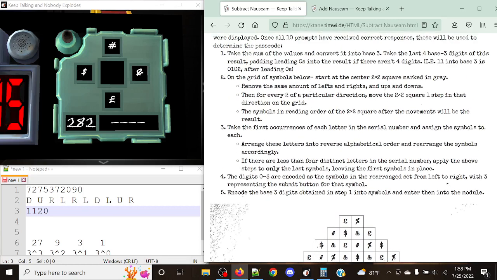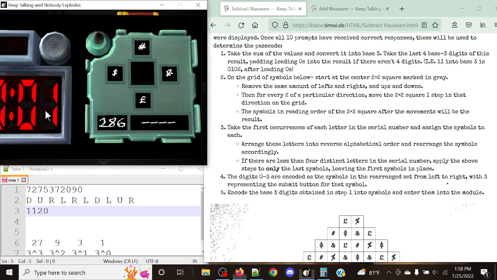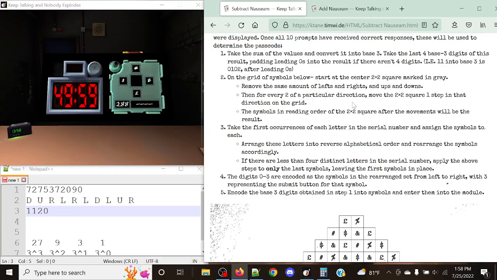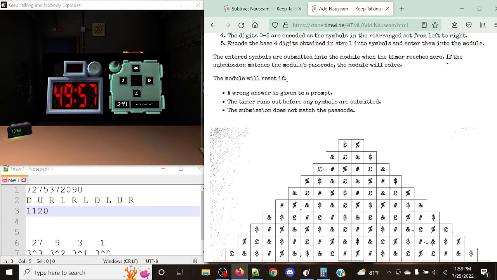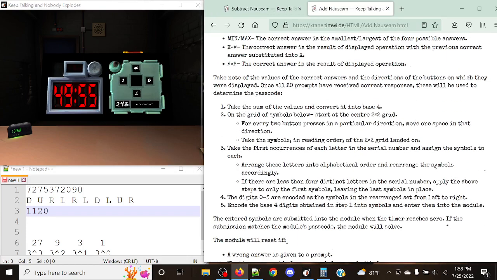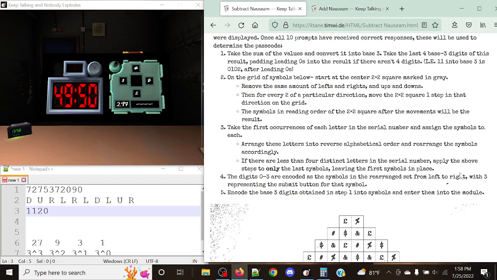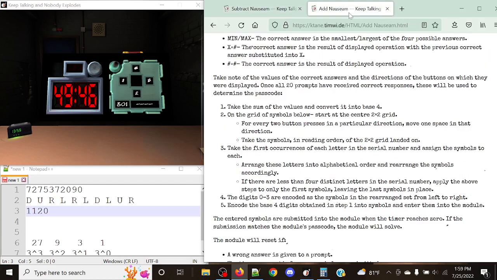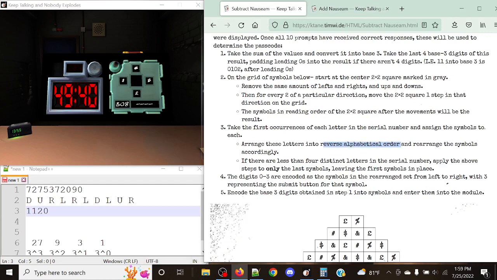So now we're going to take the first occurrences of each letter in the serial number. This is the part where things get a little bit weird, and this is another key difference here. With ad nauseam, you would be doing the exact same thing. We're going to take the first occurrences of each letter in the serial number and assign symbols to each. The difference between subtract nauseam and ad nauseam is that ad nauseam wants you to arrange these letters in alphabetical order, while subtract nauseam wants you to arrange them in reverse alphabetical order and rearrange the symbols accordingly.